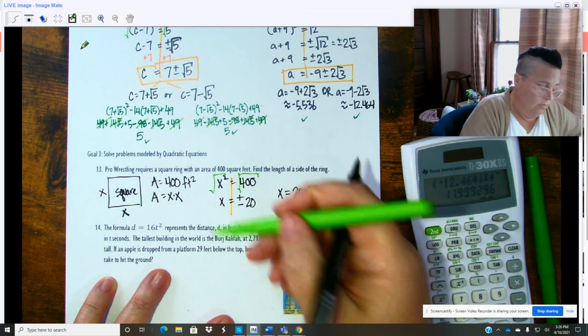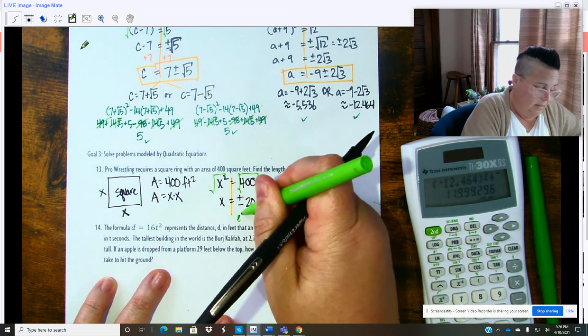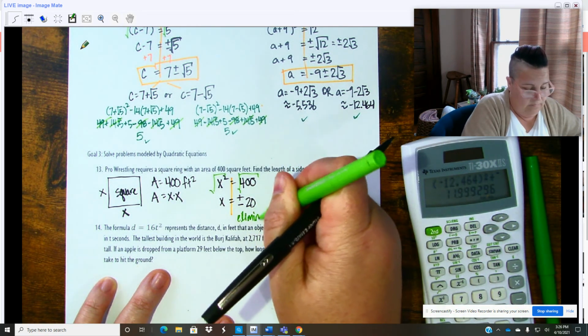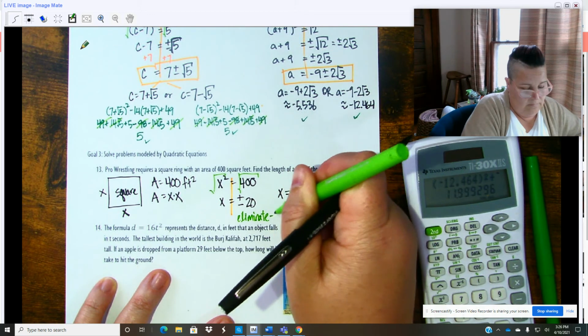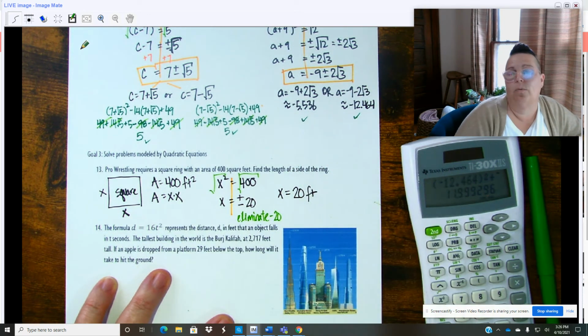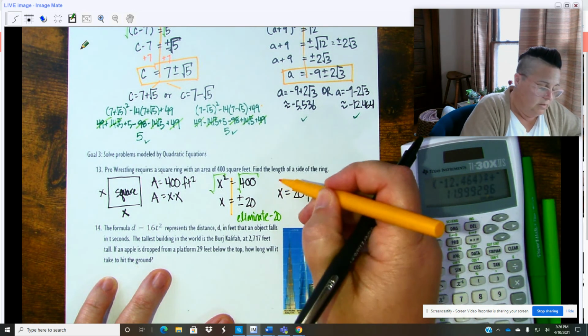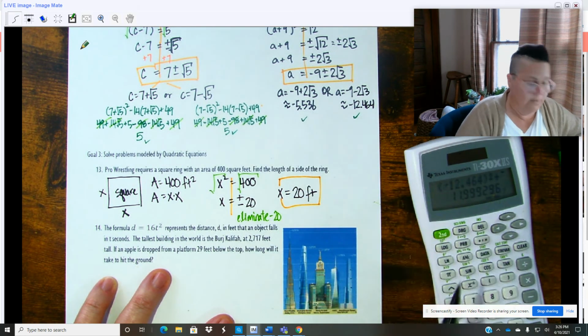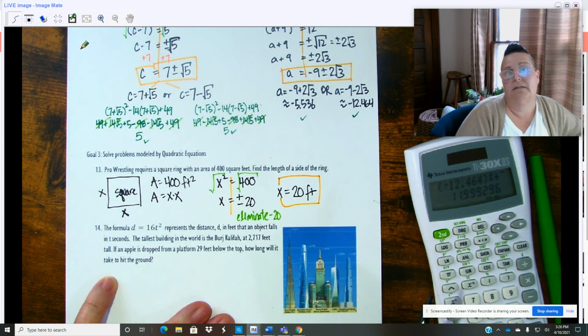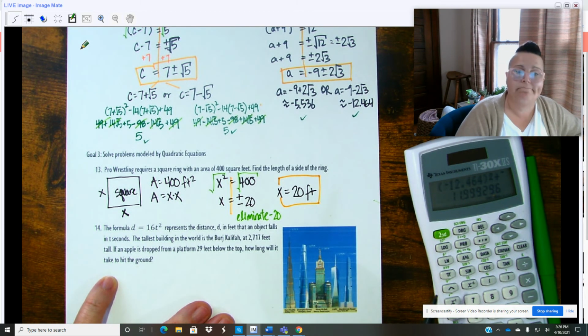We have to eliminate the negative, not because it doesn't work in the equation, but because it would not work in the application. We don't measure length as a negative value. So our x value would be the positive 20 feet. Does that seem a little bit too easy? Yeah. Don't overthink some of these. That's the best advice I got for you.